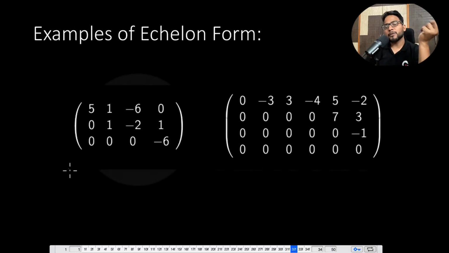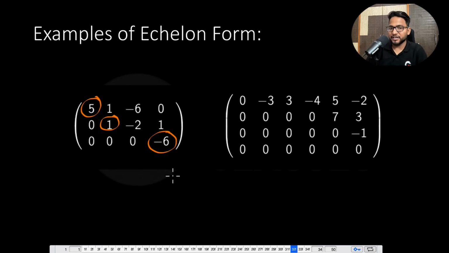So, examples of the echelon form. Now you see this is one leading entry. Leading entry means the first non-zero entry of a row. This is the leading entry of this row, and this is the leading entry of this row. So these are the 3 leading entries. Similarly here, this is the leading entry of this row, this of this row, this of this row, and in the last row there is no leading entry because all elements are 0. I'm just circling the leading entries, and from here you can immediately check whether it is in echelon form or not.